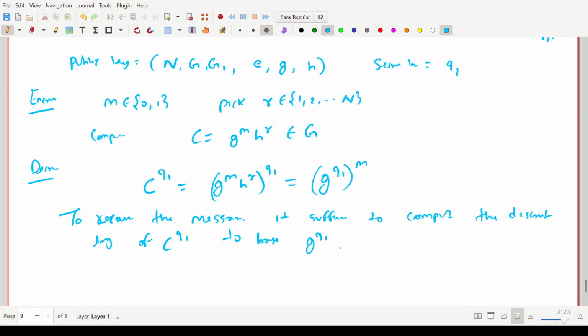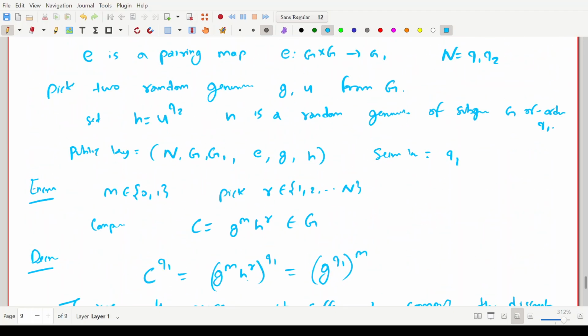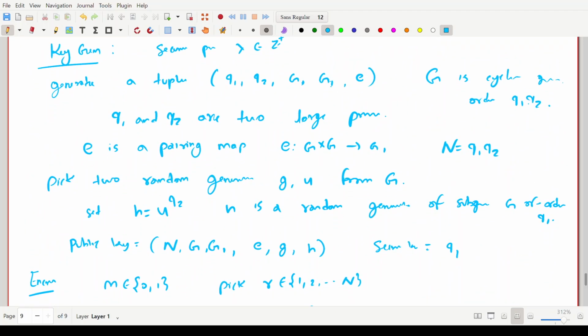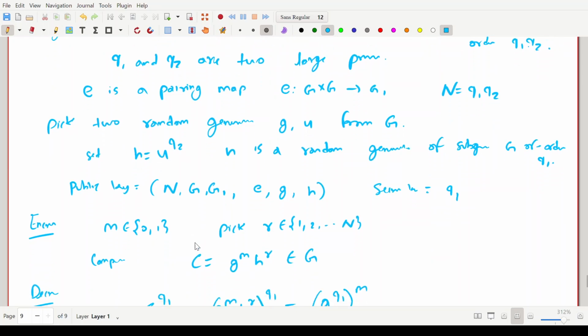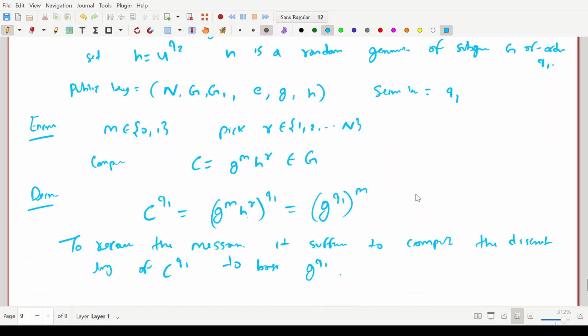Okay, now let us see the homomorphic property. Let us quickly recap your key generation. It has two big primes Q1 and Q2. There are two groups G and G1, correct? And this E is the pairing. Pick a random generator U from G such that H has order Q1. Now I have my public key, I have my secret key, and this is my message. And how do I encrypt? G raised to M, H raised to R. To decrypt I just have to find C raised to Q1, which gives G raised to Q1 raised to M, and then by discrete log we can get the message.